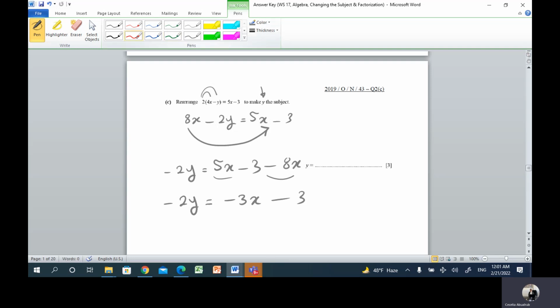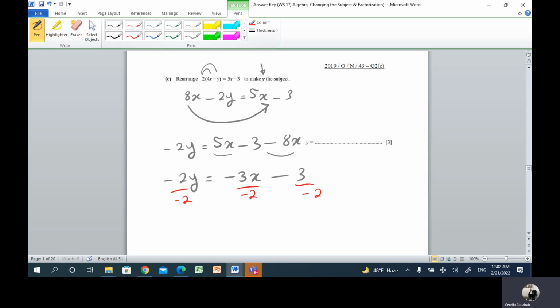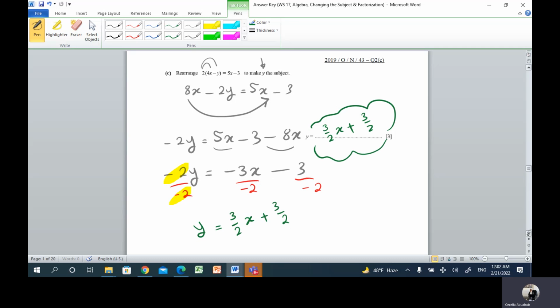Now to get rid of the coefficient of y, we need to divide each term by negative 2, this by negative 2, and this by negative 2. Negative 2 cancels with negative 2, and y is left on its own. Minus 3x over minus 2 will be 3 over 2 x. Minus 3 over minus 2 would be plus 3 over 2. And we're done. So y is equal to 3 over 2 x plus 3 over 2. And that's how we change the subject of the formula.